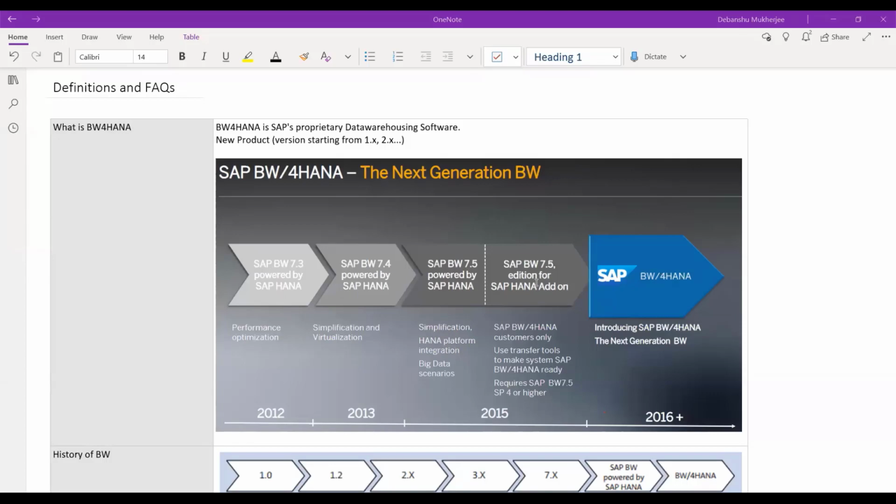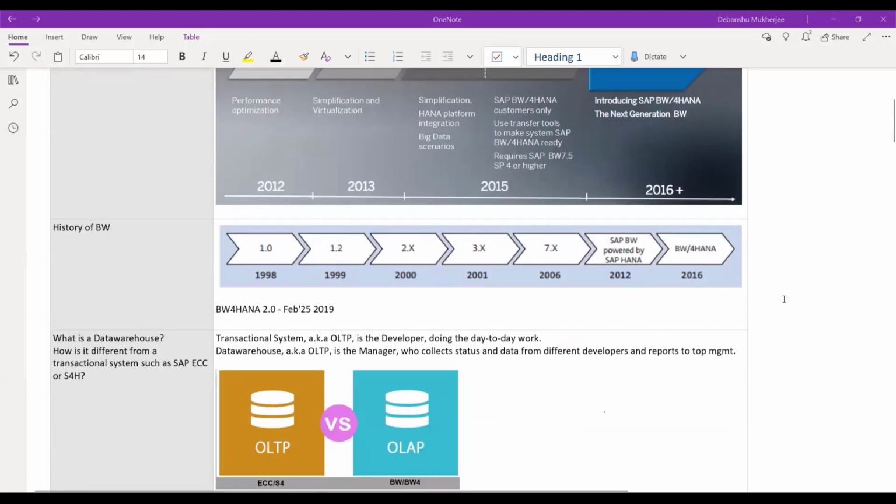And in 2016, this was released. To be exact, I think sometime in September 2016, BW4HANA 1.0 was released. Today, the latest version is BW4HANA 2.0 SP5. So that's where we are. So this is the journey with respect to HANA for BW. But BW was there well before HANA was launched. BW was there, and this is the entire journey of BW till BW4HANA.